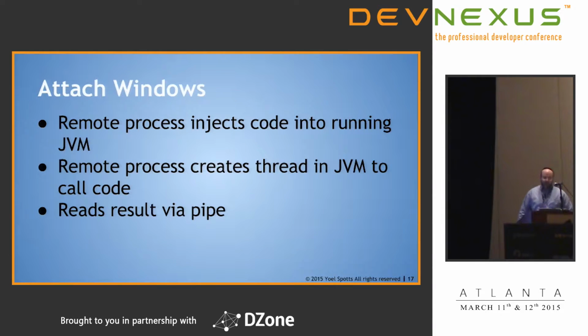And then finally, on Windows, a completely different mechanism is used by the attach API. The remote process will actually inject code into the running JVM, which is really surprising to me. It sounds almost like bytecode interleaving at runtime. It actually will insert code. And the remote process will not only insert some code, it'll create a thread in the JVM in order to call the code that you're requesting. And finally, it reads the result via a pipe.